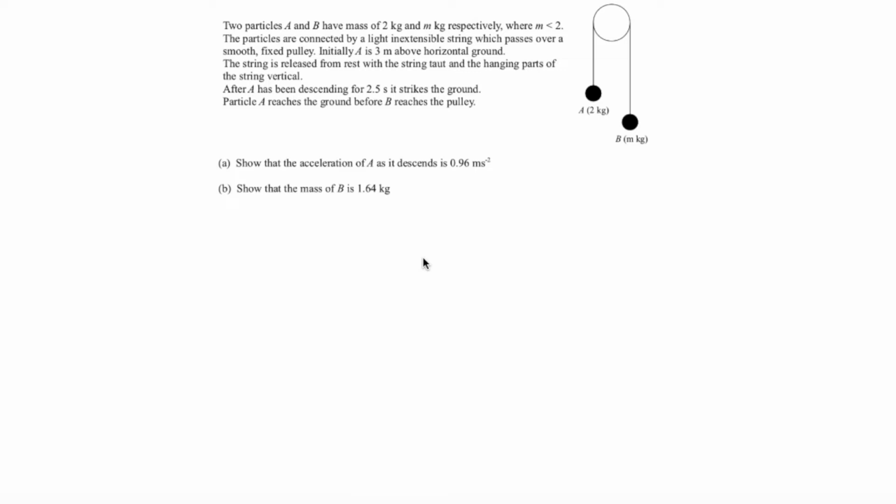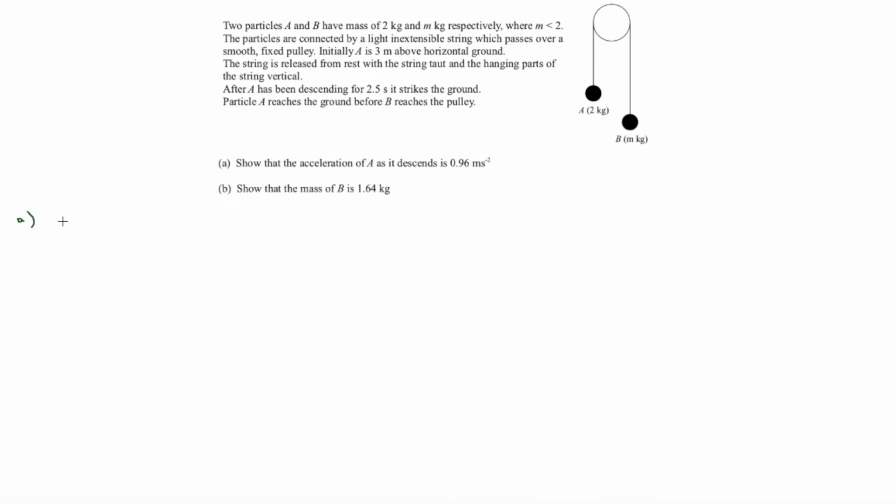After A has been descending for 2.5 seconds, it strikes the ground. Particle A reaches the ground before B reaches the pulley. Part A is asking us to show that the acceleration of A as it descends is 0.96 meters per second squared. The fact that m is less than 2 means that it's extending in this direction. This is how it's falling. So A will go to the ground as B is going to be pulled up.